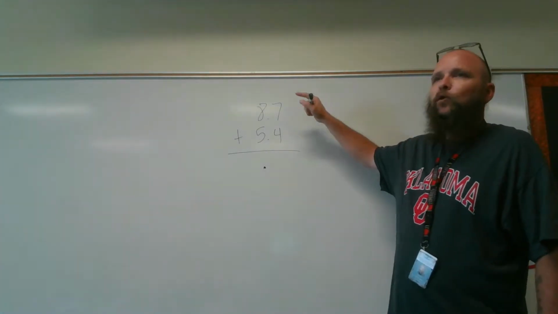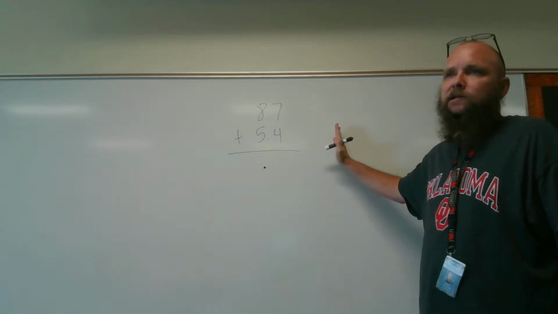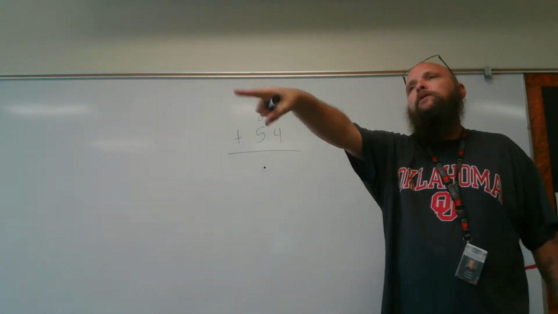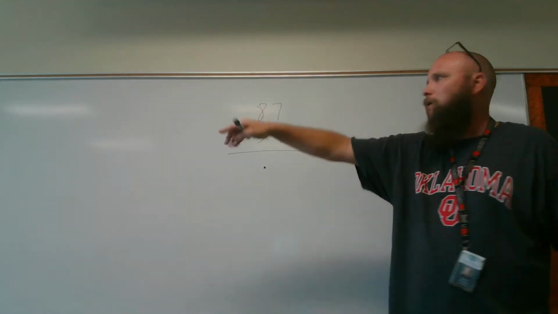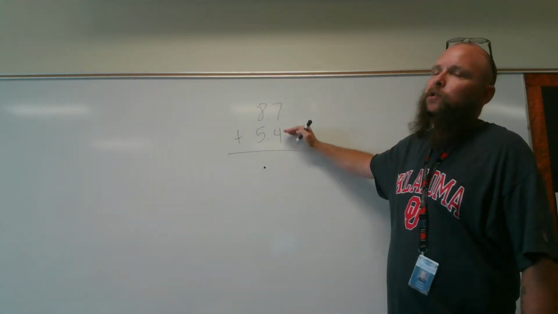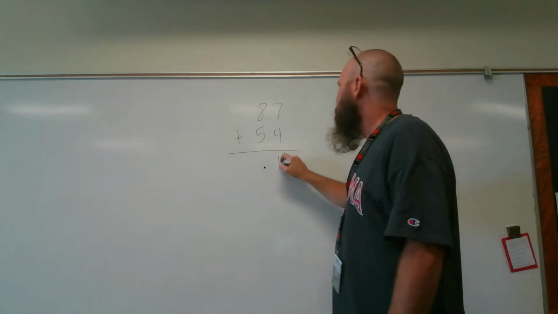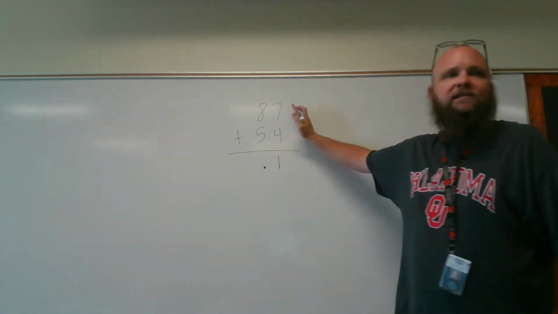We're going to start on the smallest place value. Miracle, what is 7 plus 4? 11. So I have 11 tenths.